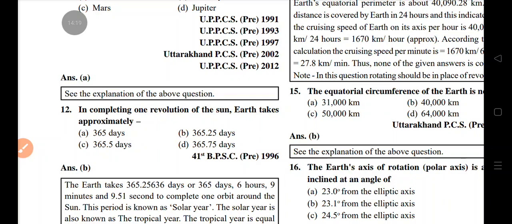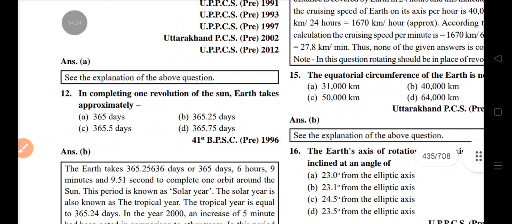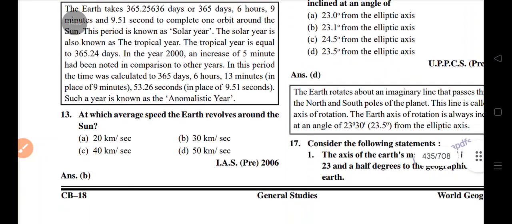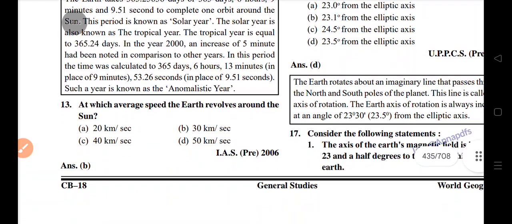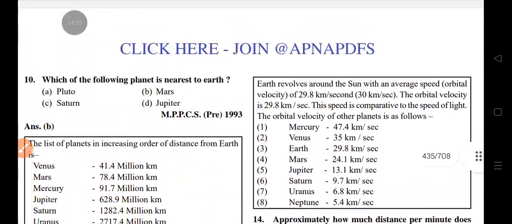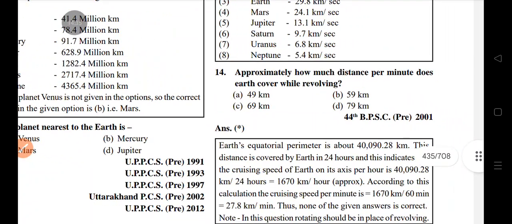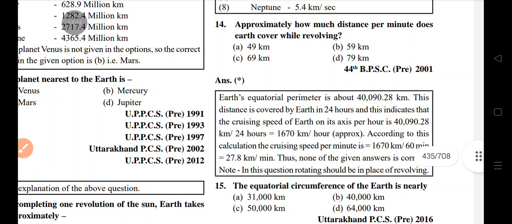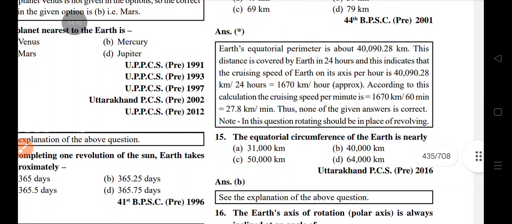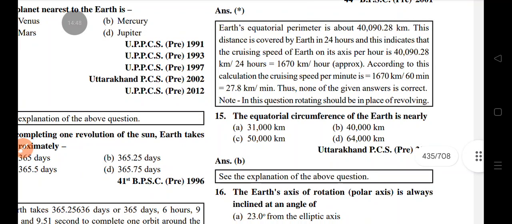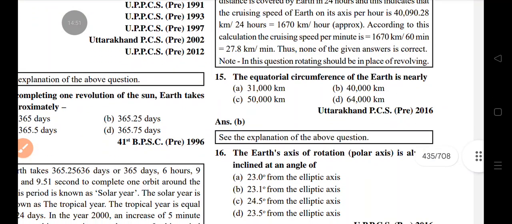One revolution of the Sun by Earth takes approximately 365.25 days. At which average speed does Earth revolve around the Sun? 30 kilometres per second. How much distance per minute does Earth cover? 27.8 kilometres per minute. Equatorial circumference of the Earth is 40,000 kilometres.